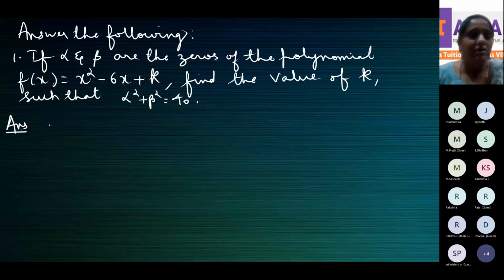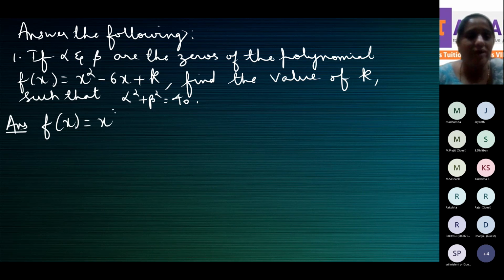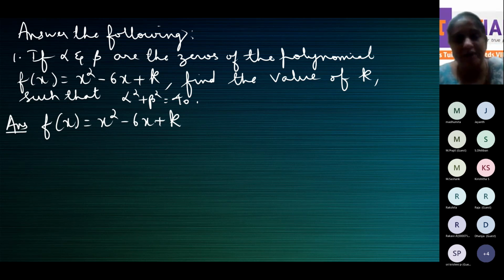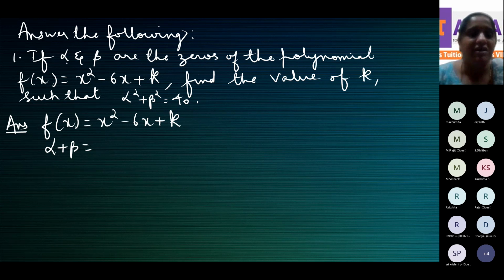Please listen to me. First, take up the given quadratic polynomial. What is given to you? f of x is equal to x squared minus 6x plus k. So you're given a quadratic polynomial. Now, first from this, what more information can you get? You can find the sum of the zeros because it's given there. See here, alpha and beta are the zeros of this polynomial f of x. So what is alpha plus beta? Minus b by a. If you want, you can also write the values of a, b, and c.